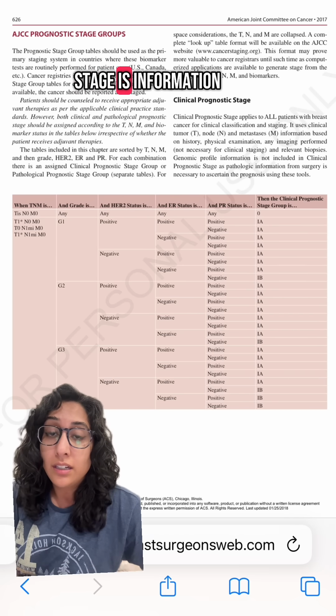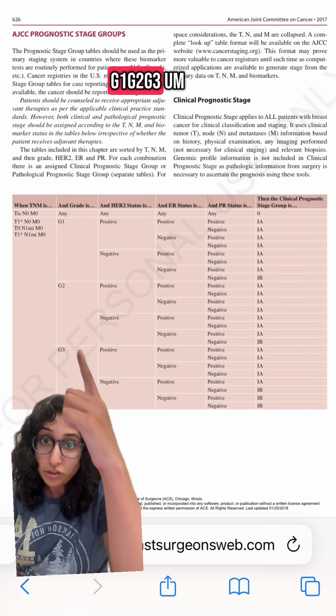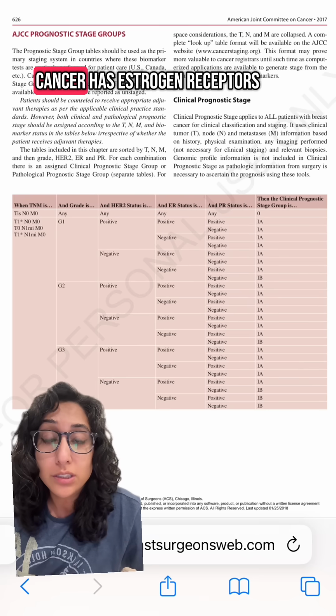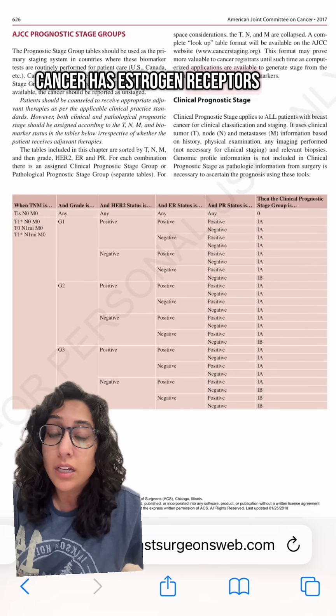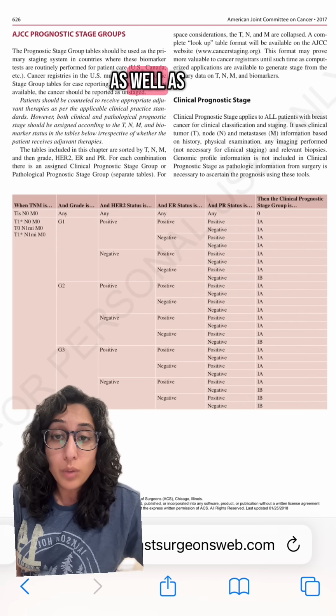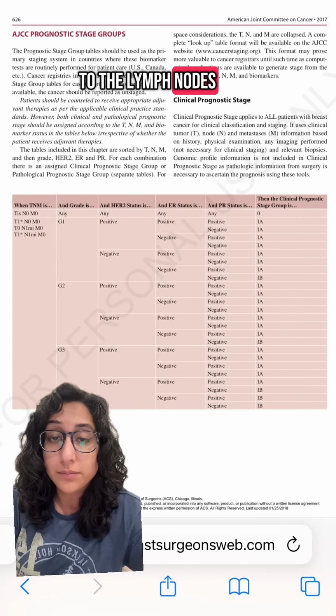Stage is information including the grades that's in this column right here, G1, G2, G3. The receptor status, if the patient's cancer has estrogen receptors, progesterone receptors, or if it has HER2 receptors, as well as how big the cancer is and if it's spread to the lymph nodes.